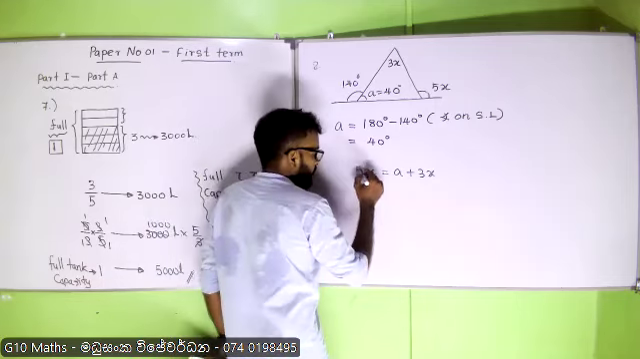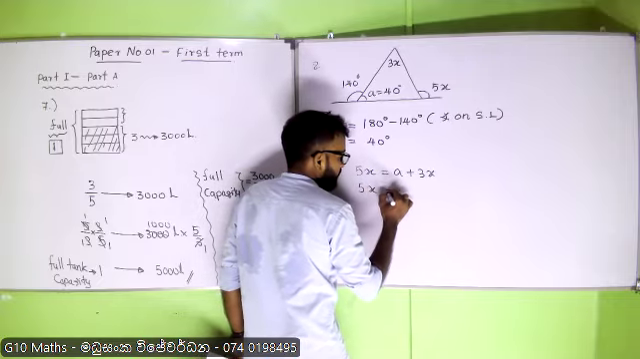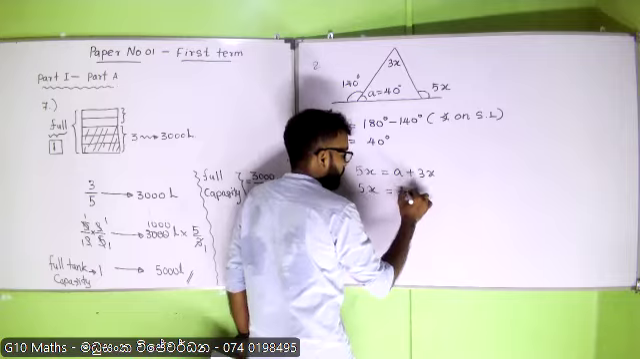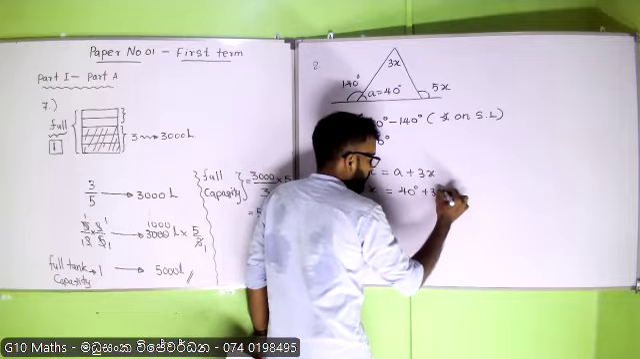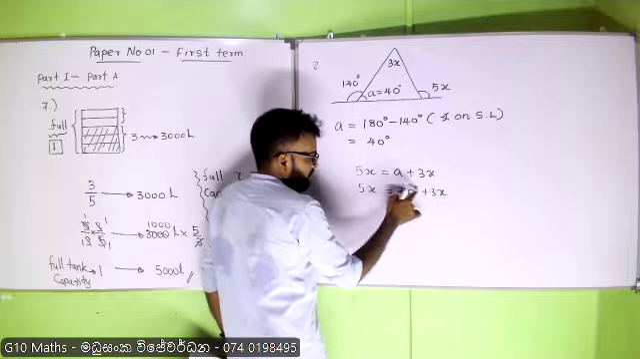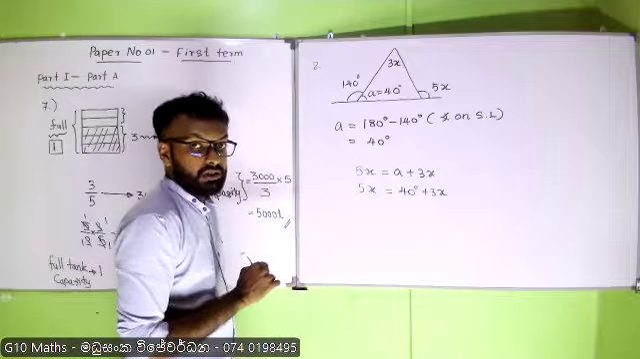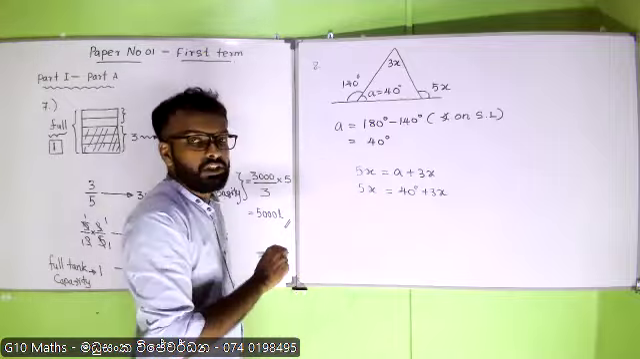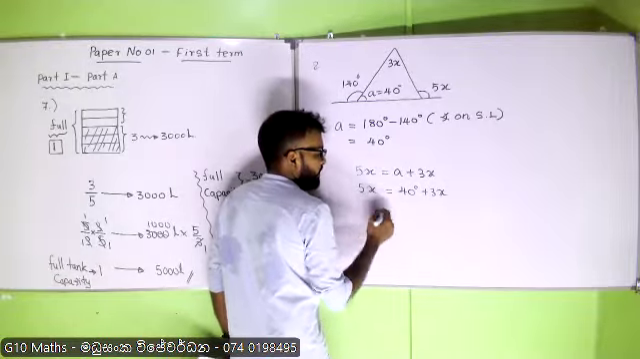So you need to find the value of x. 5x equals A plus 3x. Now x terms are on both sides of the equation. So I will take this 3x to my left hand side.